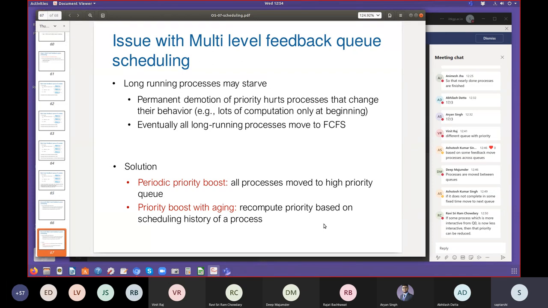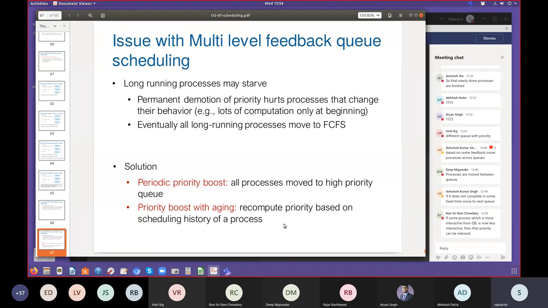One solution is periodic priority boost. Periodically, all processes are moved to the higher priority queue. Let's say, just picking some numbers off the top of my head, these numbers are not sacrosanct, every 30 seconds all processes are brought back to the highest priority queue, where all of them will get 8 milliseconds. If some process completes within 8 milliseconds, well and good. If not, they will again go down to the lower priority queues and so on. So this is periodic priority boost.